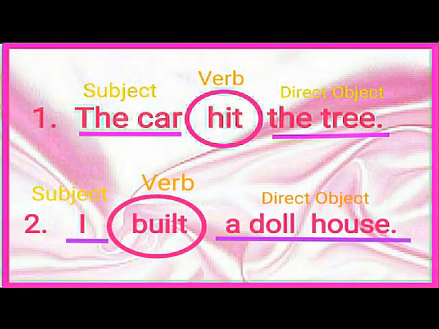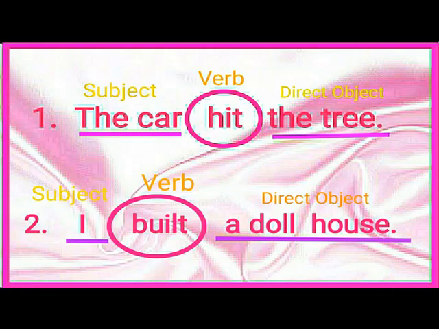Now let's discuss these sentences and learn how to find a direct object in a sentence. See the first one. The car hit the tree. What is the subject in this sentence? The car. And subject is also known here as a doer or the agent of the verb.